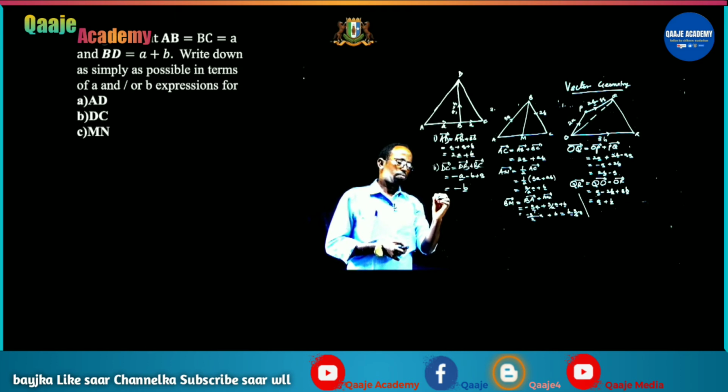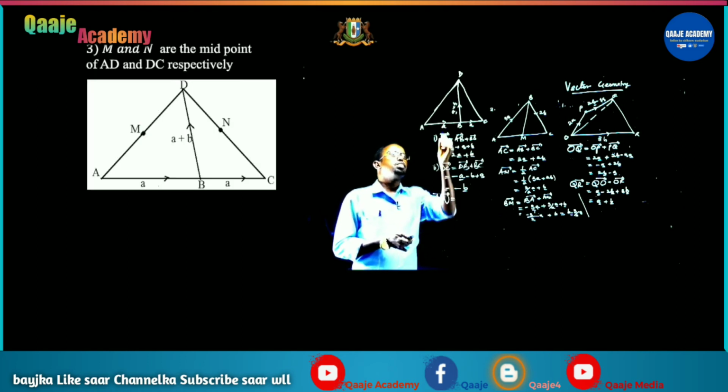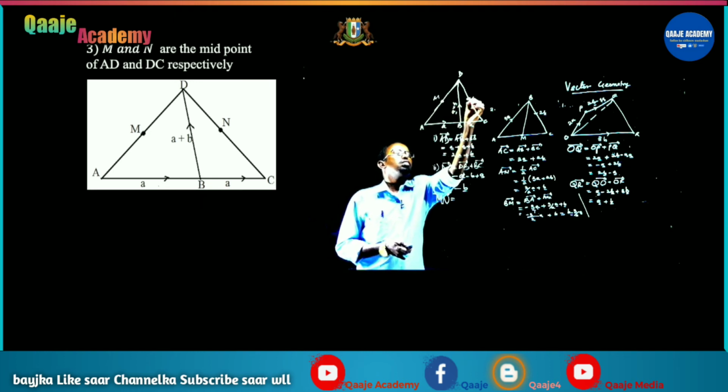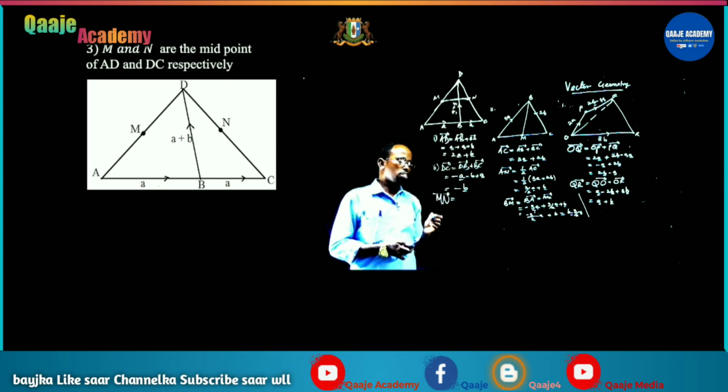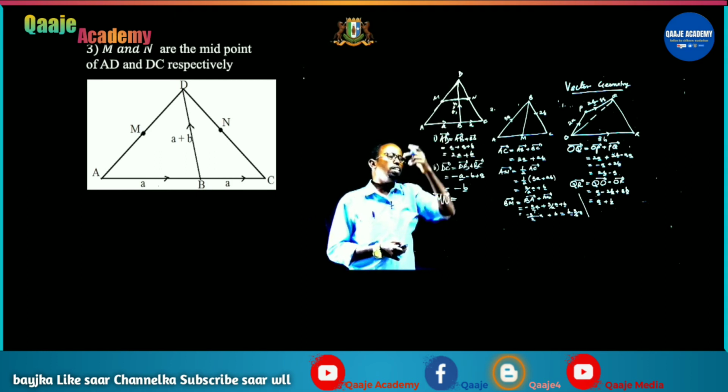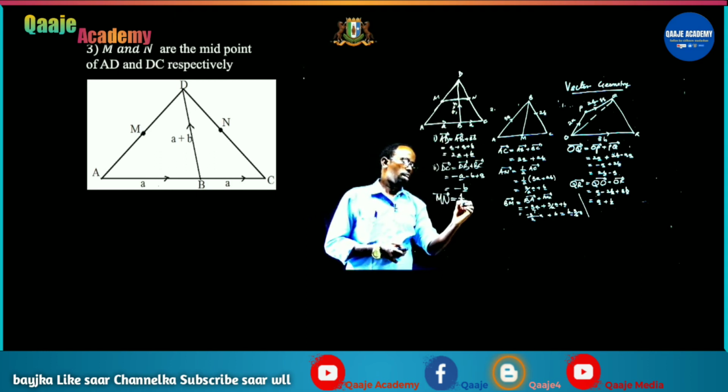MN. M, N. MN is the midpoint. This is M and this is N. So this line is MN. That line is MN. So MN is equal to half DA.